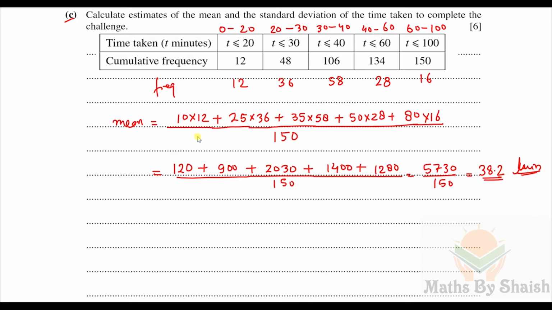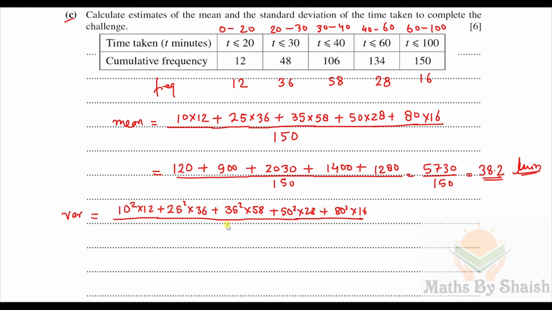And variance, in order to calculate the variance, first of all we will calculate the mean of the square of each data. Means we'll take 10 square into 12 plus 25 square into 36 plus 35 square into 58 plus 50 square into 28 plus 80 square into 16, and divide by total data, it is going to be 150, and minus the square of mean, that is 38.2 whole square. So we will calculate this now.